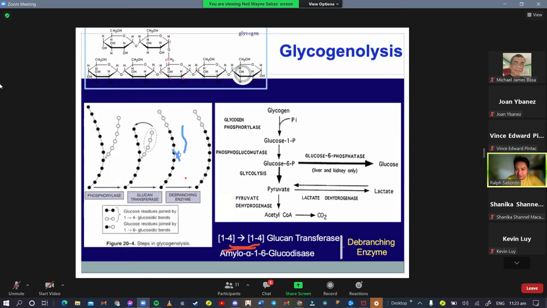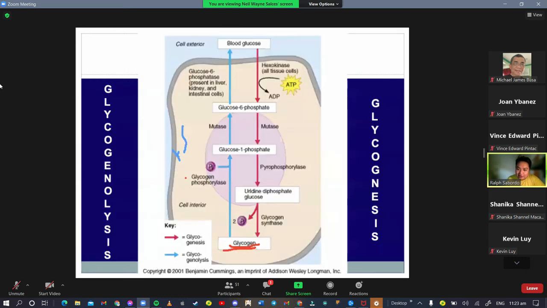what happens to the glucose 1-phosphate that is being stored in the cytosol is that this enzyme, the mutase, as the previous diagram mentioned, isomerizes glucose 1-phosphate into glucose 6-phosphate. So as what Shanika mentioned, it changes the position. So the phosphate in the one carbon goes to the 6 carbon, and this is what they call an interchangeable process.